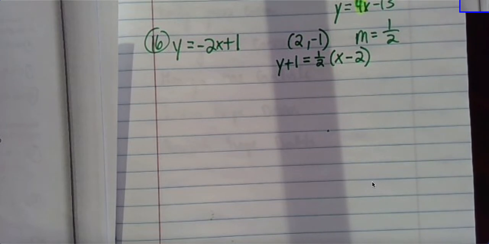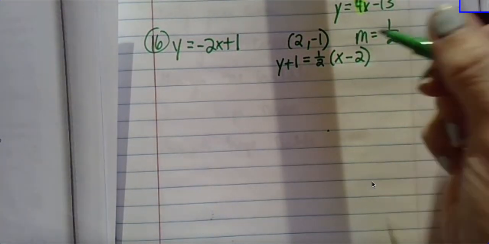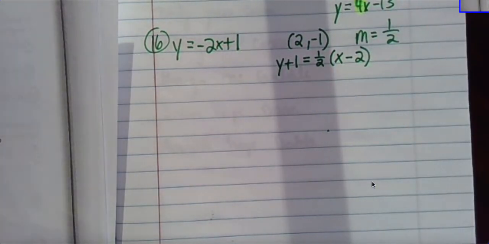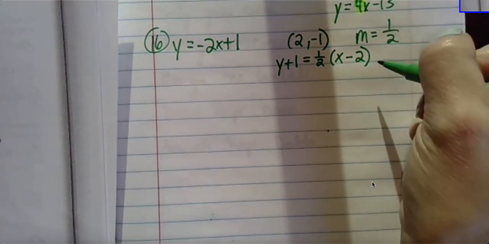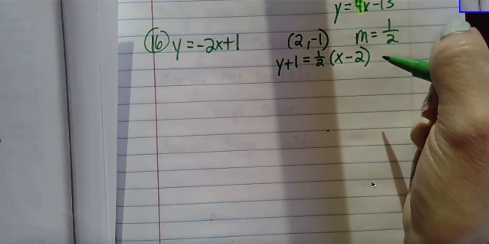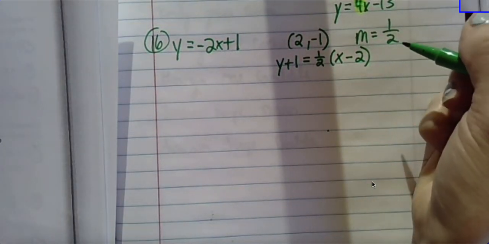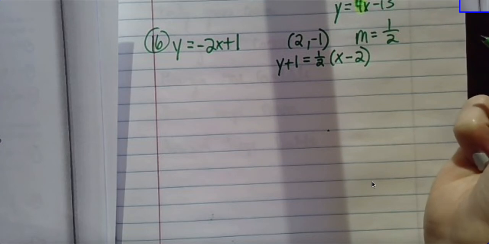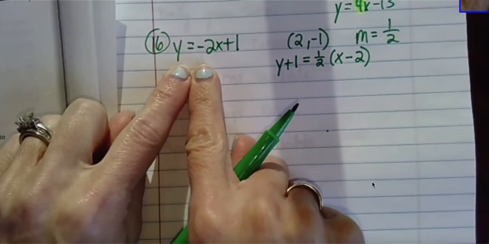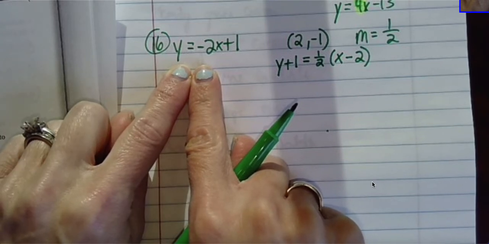So now you know your slope is 1/2. But now they just wanted an equation. This is an equation, but it's point slope form. They want an equation in slope intercept form. I thought our slope was 2. It was -2, but they want us to write an equation that's perpendicular to that.